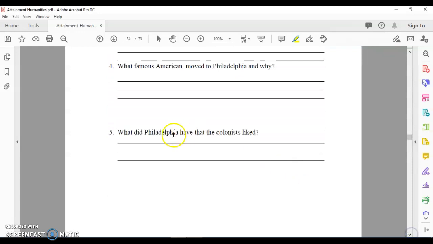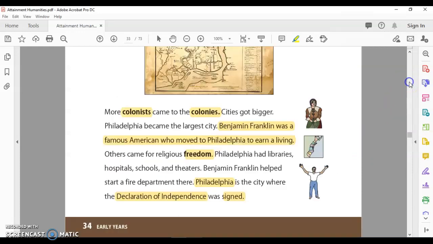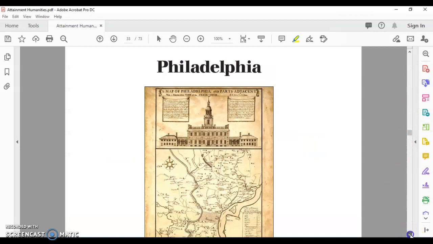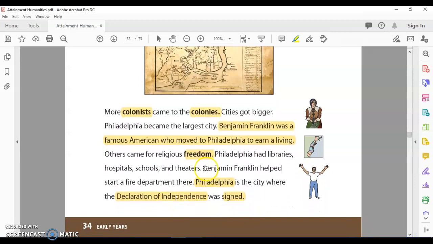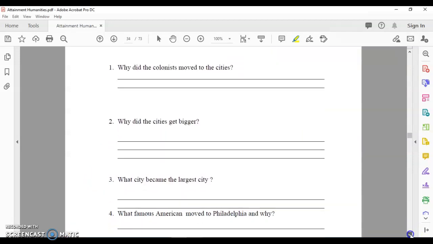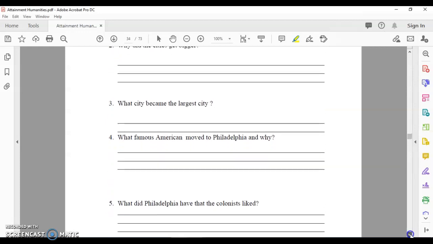Number 5. What did Philadelphia have that the colonists liked? What did they have? Remember, they had libraries. Let's go back. What did they have? Philadelphia had libraries, hospitals, schools, and theaters. So people wanted to move there because there was things to do.